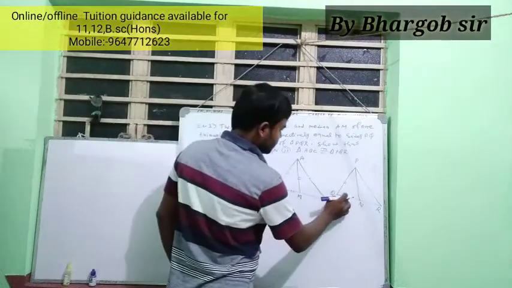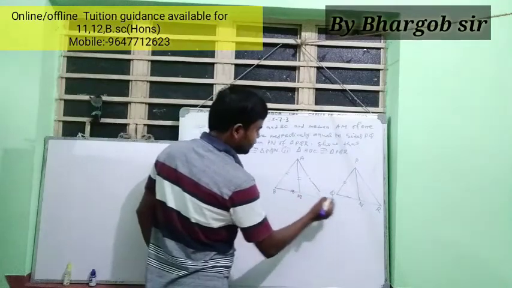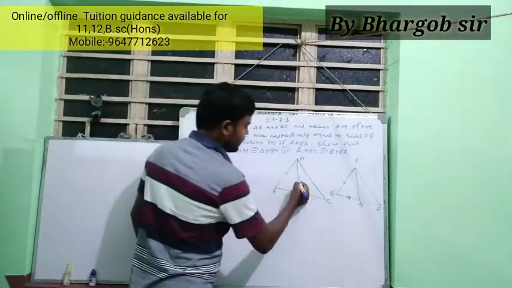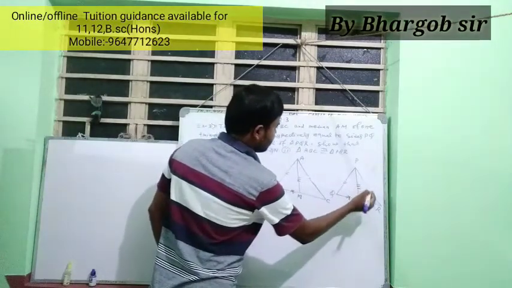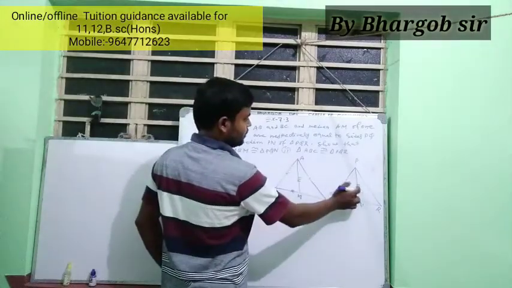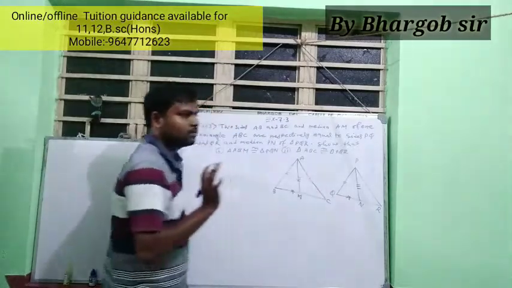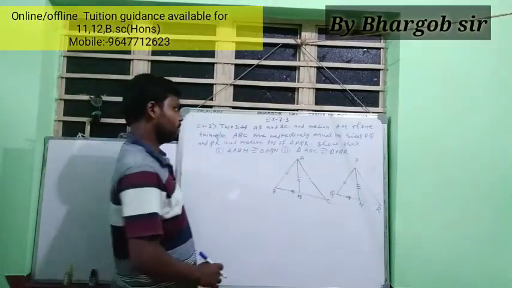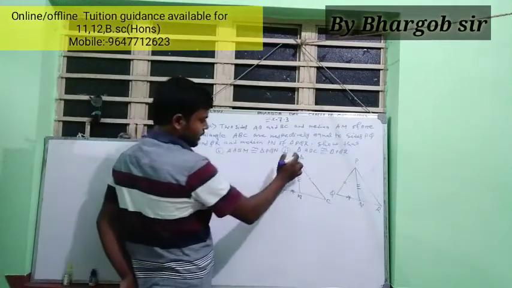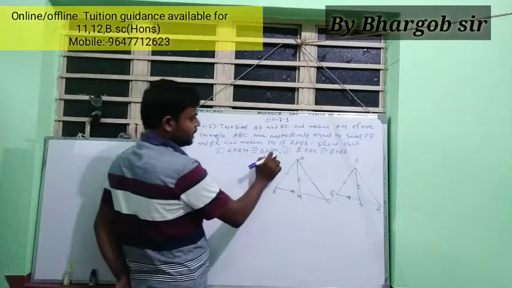Suppose I denote this by star. This is the three line segments. That is, this median equal to this median, this side equal to this side, and this side equal to this side, are given. Show that triangle ABM is congruent to triangle PQN.